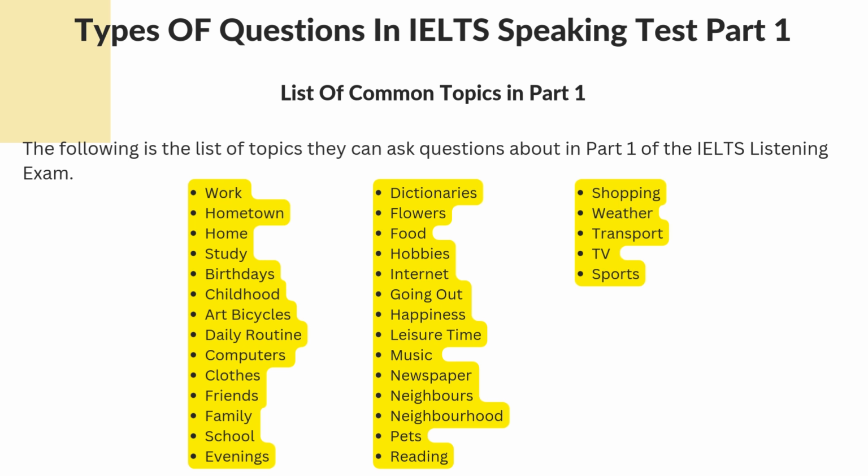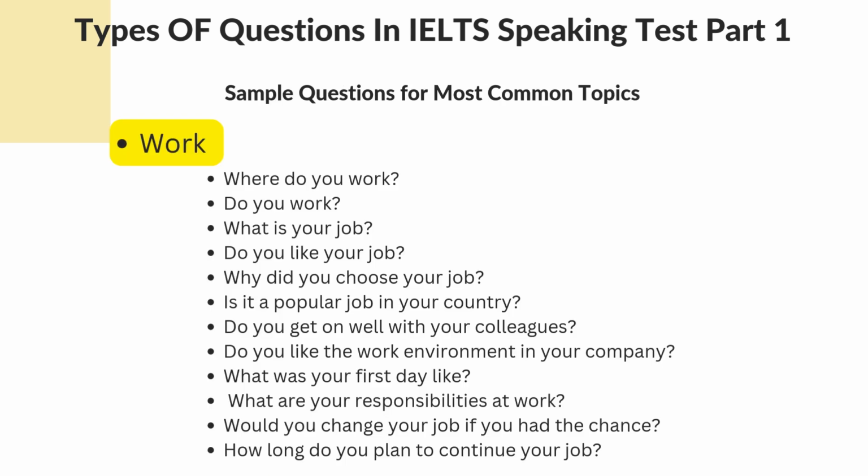So, for example, when we discuss work, which is one of the four main categories, in this category he or she can ask you questions like where do you work, what is your job, do you like your job, why did you choose your job, is it a popular job in your country. You can go through the list and check these questions and prepare your answers accordingly. But once again, this is not the exhaustive list of questions. He or she can ask you other questions about your work, and you should be able to answer them.